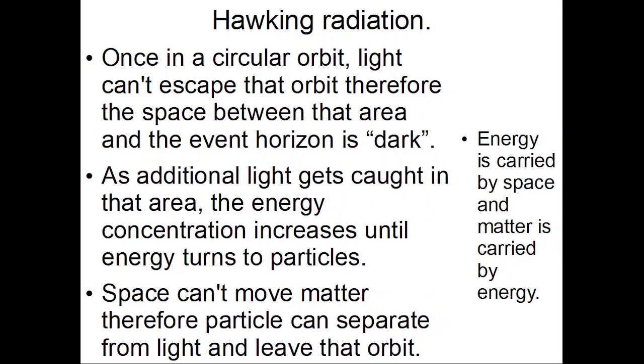Trapped in a circular orbit, light can't escape that orbit. Therefore, the space between that area and the event horizon is dark, as seen from the outside. As additional light gets caught in that area, the energy concentration increases until some energy turns into a particle-antiparticle pair.